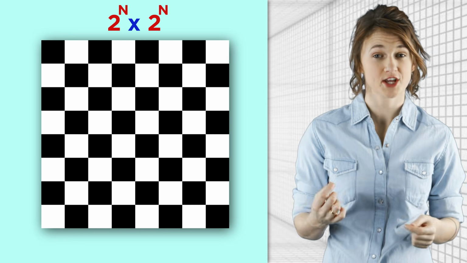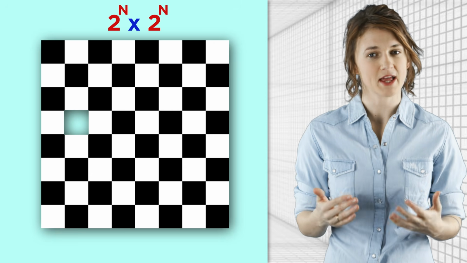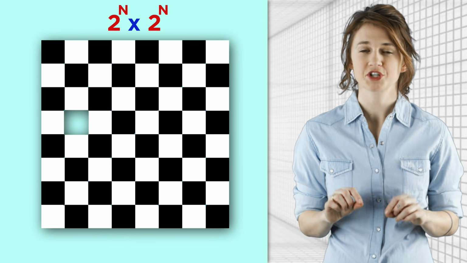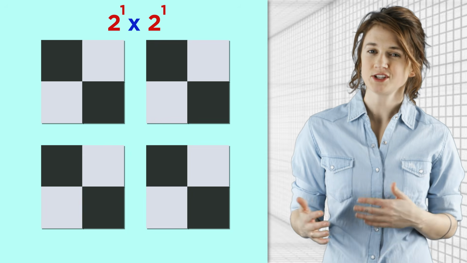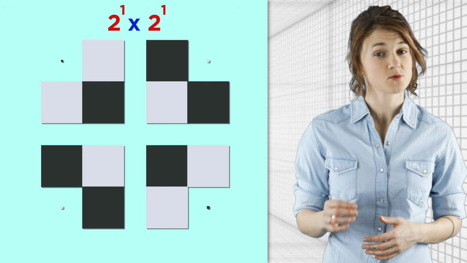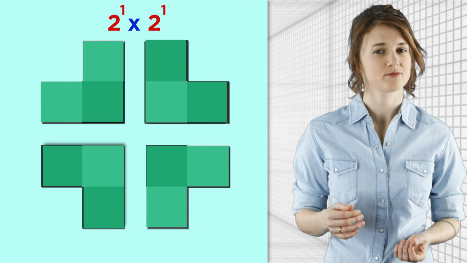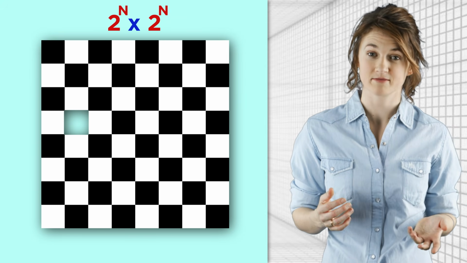Here's an example. A 2 to the n by 2 to the n chessboard with one square missing can always be covered by L-shaped tiles, like this. First, we show it holds when n equals 1. These 4 pictures show that any 2 by 2 chessboard with one square missing can be covered by an L-shaped tile. Now, assume all 2 to the n by 2 to the n boards have this property.